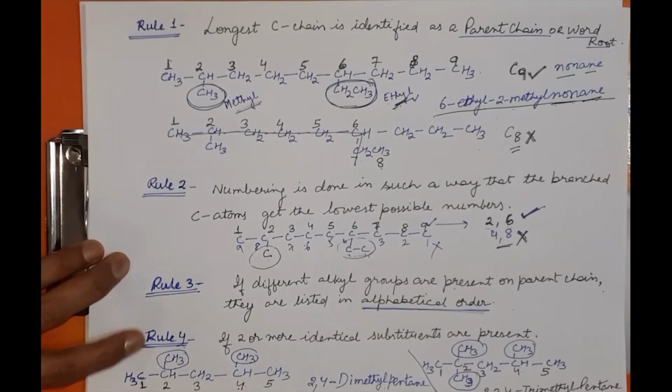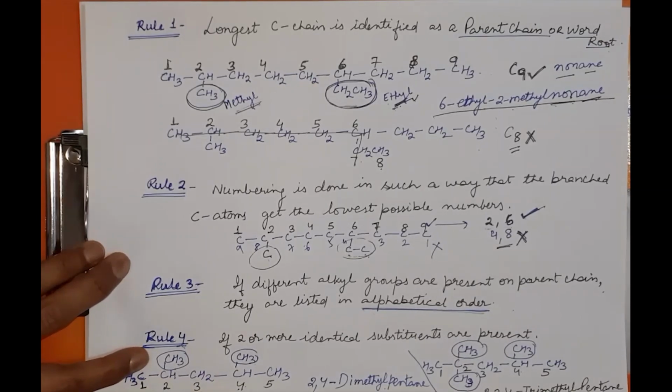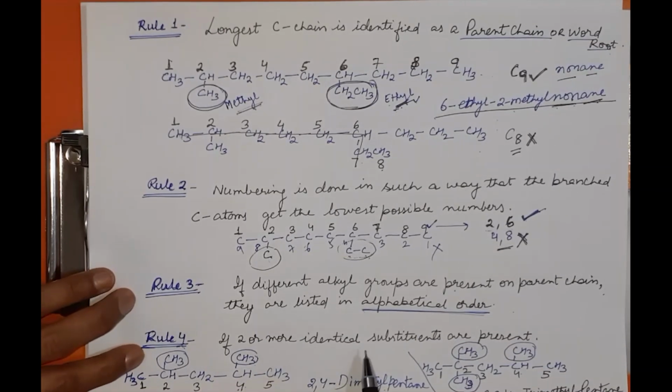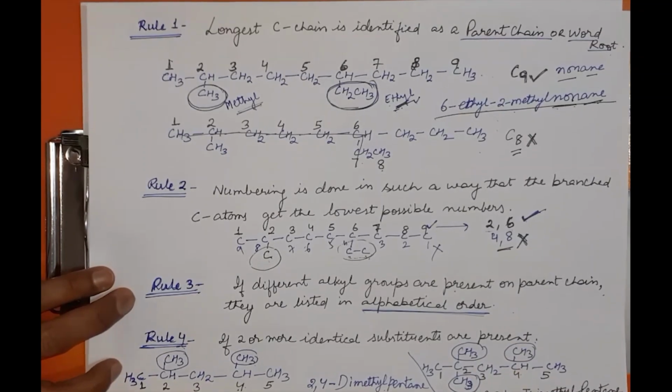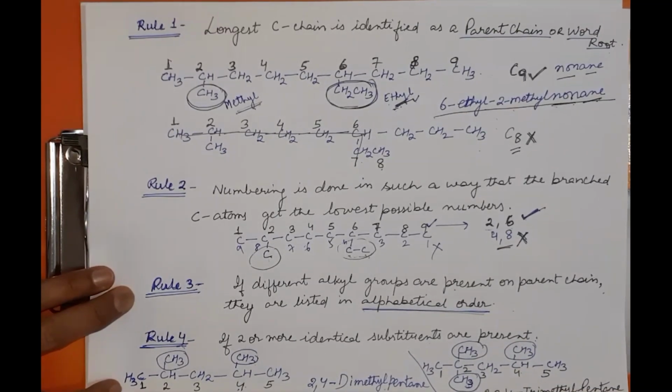Then rule number 4. If two or more identical substituents are present, what will we do? These are two examples.